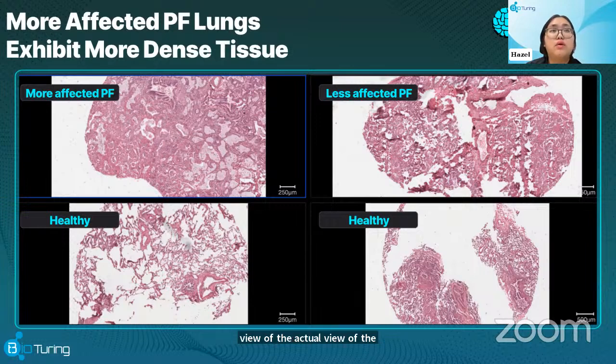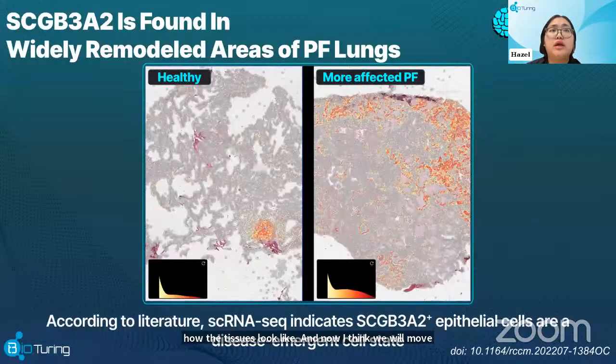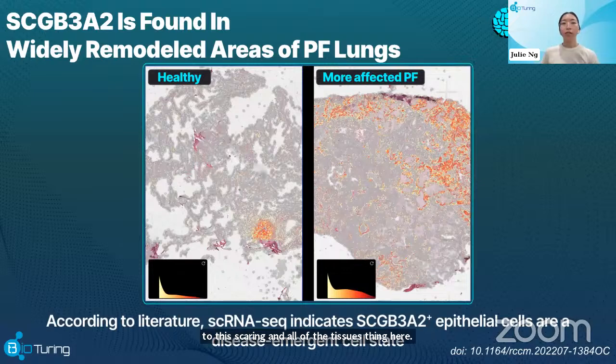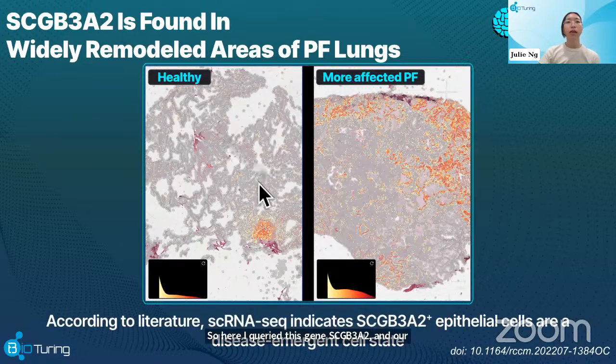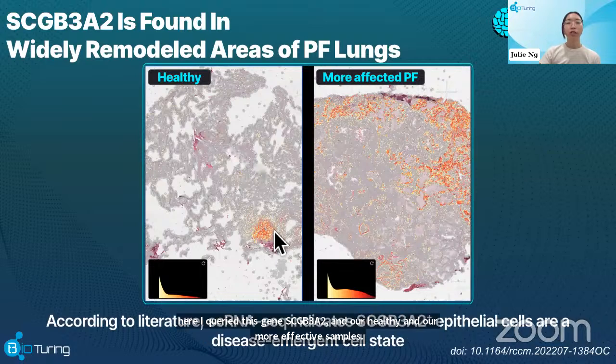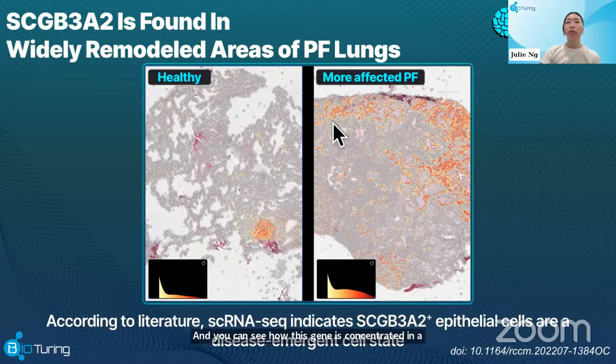And now I think we will move a little bit deeper into what contributes to this scarring in the tissues. After examining the morphology of these images, we want to dive deeper into specific regions to find out if these dense regions are actually due to fibrosis or not. So here, I queried this gene SCGB3A2 in our healthy and our more affected samples. You can see how this gene is concentrated in a particular area in our healthy sample. However, the expression of this gene is more ubiquitous throughout our more affected samples.